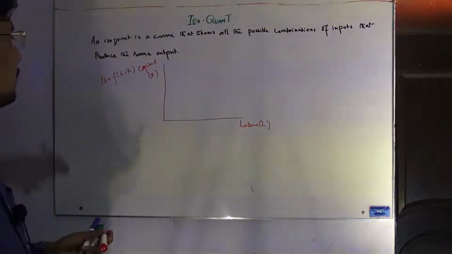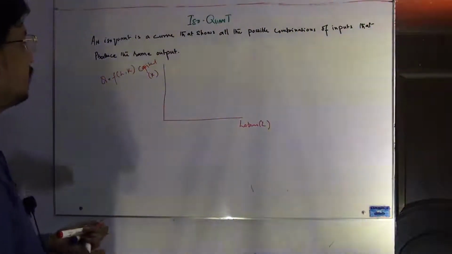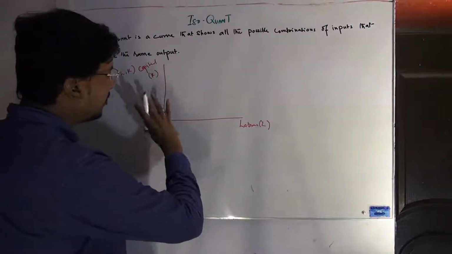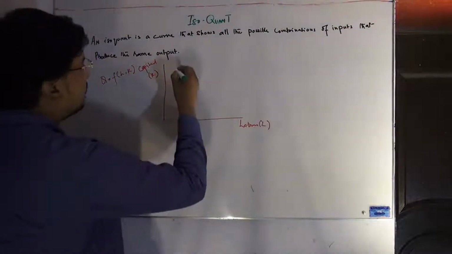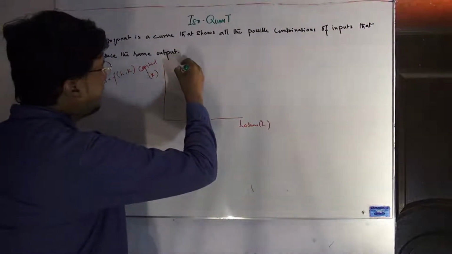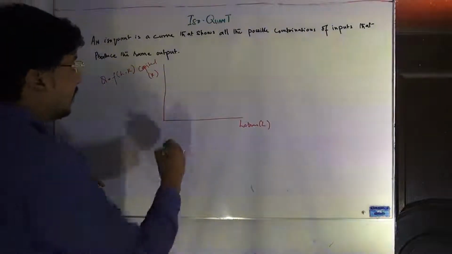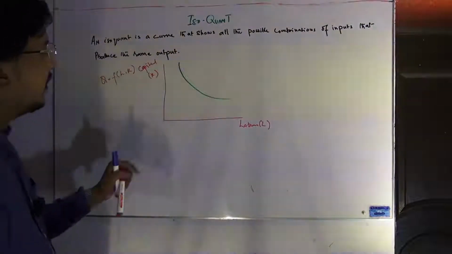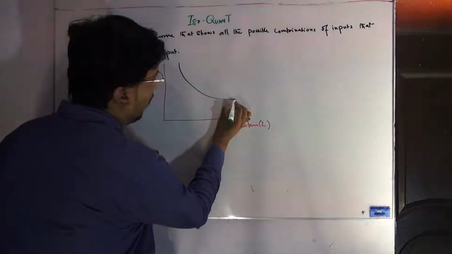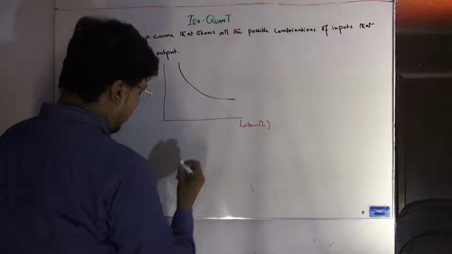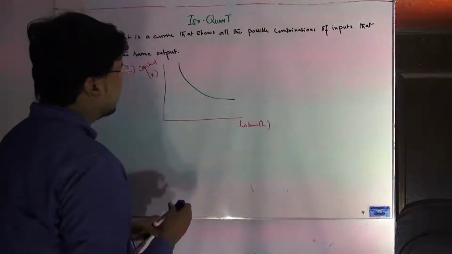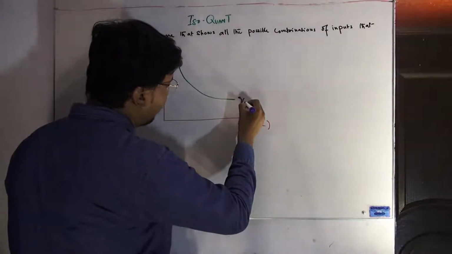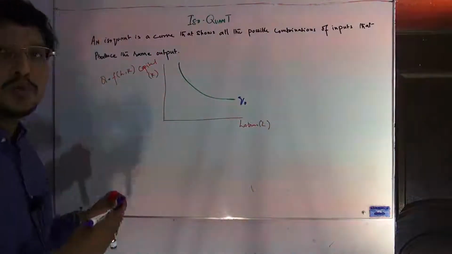What will it look like, and how will we get it? We need to understand this. If this is the curve, what will be the shape of the isoquant? The isoquant looks like the indifference curve. It is a convex curve, convex to the origin. This is the isoquant, because we have the two inputs, labor and capital, and this combination will produce a specific level of output.